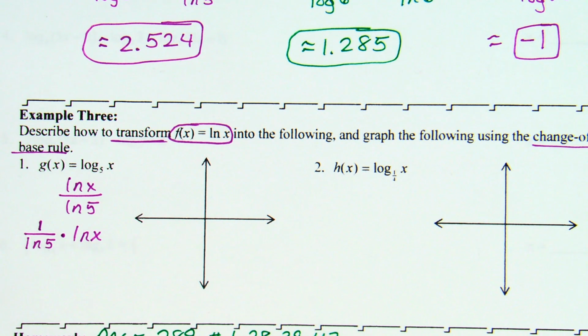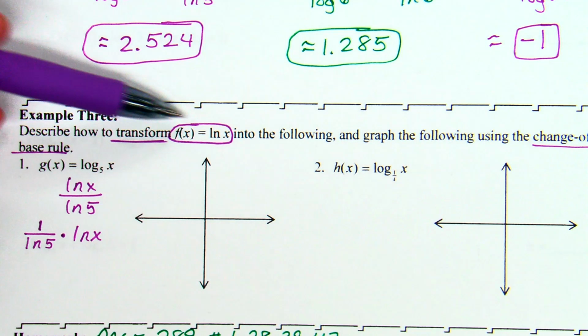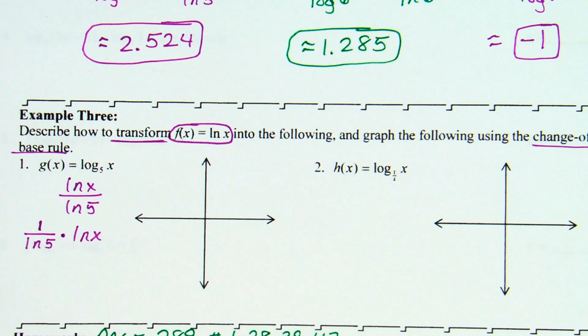Because it wants to know what kind of transformation of the natural log of x this graph is. What kind of transformation is that? What's being done to the natural log of x? Okay, it's being divided by the natural log of 5. Now, the reason I pulled this out front is because I don't want you to think divided. It's being multiplied by this number, 1 over the natural log of 5.